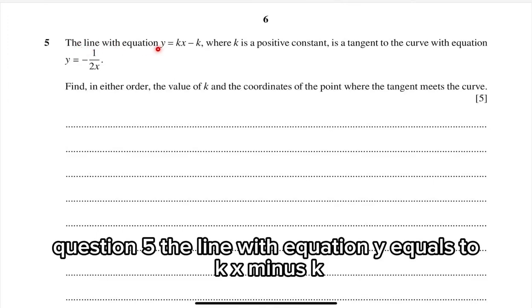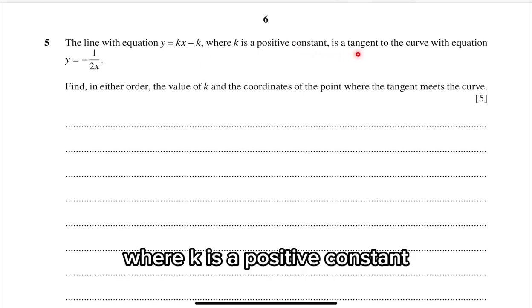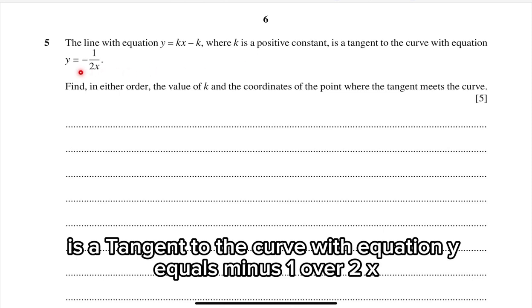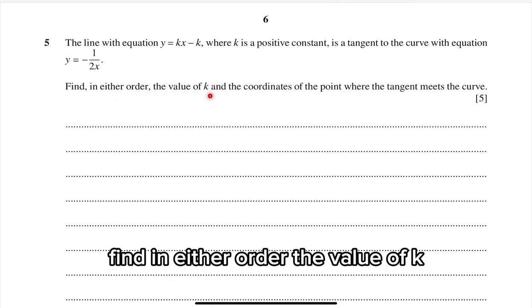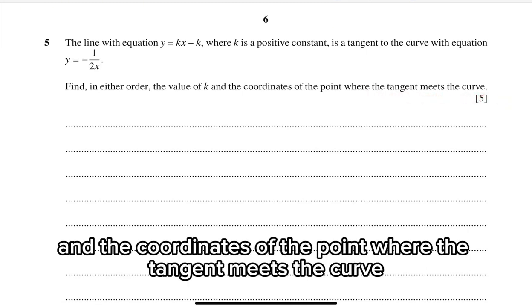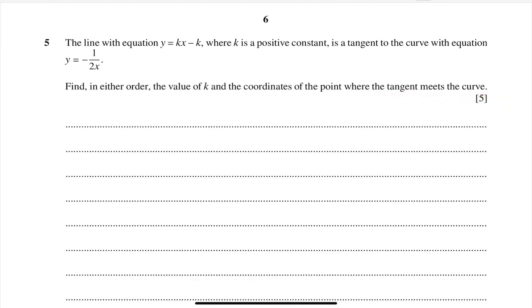Question 5. The line with equation y equals kx minus k, where k is a positive constant, is a tangent to the curve with equation y equals minus 1 over 2x. Find, in either order, the value of k and the coordinates of the point where the tangent meets the curve.